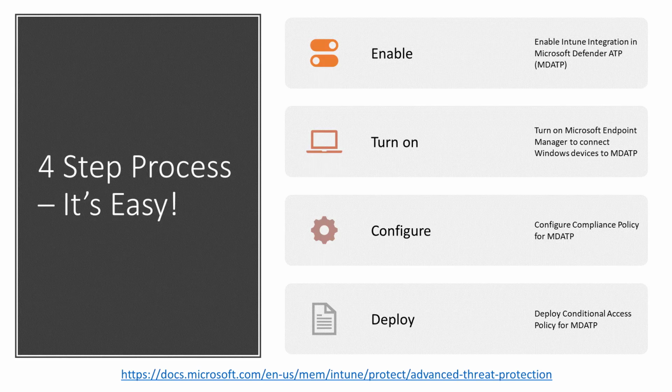It's actually really easy to do this in just 4 simple steps. The first step is we're going to enable the Intune integration inside Microsoft Defender Advanced Threat Protection. Two, we're going to turn on the Defender ATP integration in Endpoint Manager or in Intune. And then third, we're going to configure the compliance policy in Microsoft Endpoint Manager or Intune. And then fourth, we're going to create a conditional access policy in Azure Active Directory to finalize this. And don't worry, I'll walk you through each one of these and what it does.